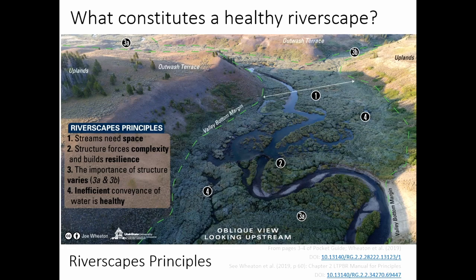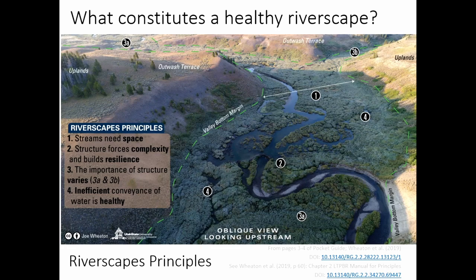That structure forces complexity. And healthy riverscapes need flow. Not the way we normally think of flow as lots of flowing water. They need inefficient flow. They need inefficient conveyance. And these needs, unfortunately, are connected to each other. They're inseparable. You can't have one without the other. And having all of those components and having them connected to each other is what makes a healthy riverscape.